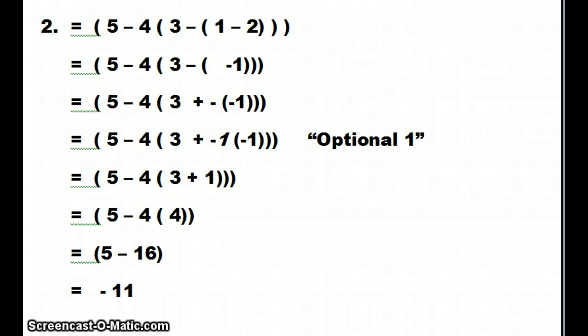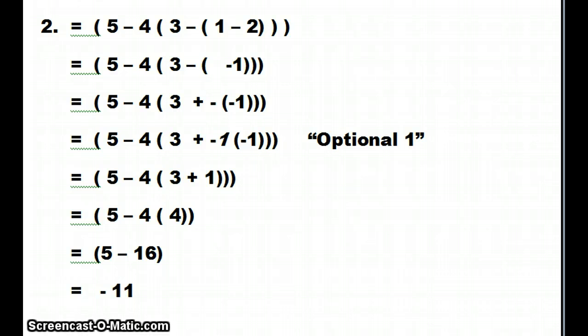And then finally we have 5 minus 4, close parentheses, 5 minus 4, and inside the parentheses the 4. So what we do then is take 4 times 4 and get 16. 5 minus 16 gives us negative 11.